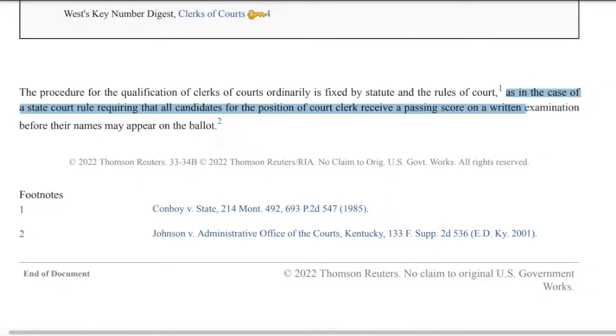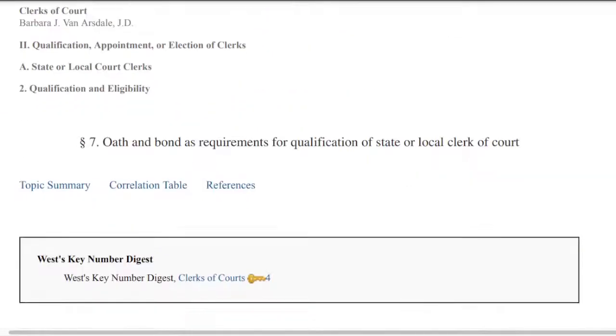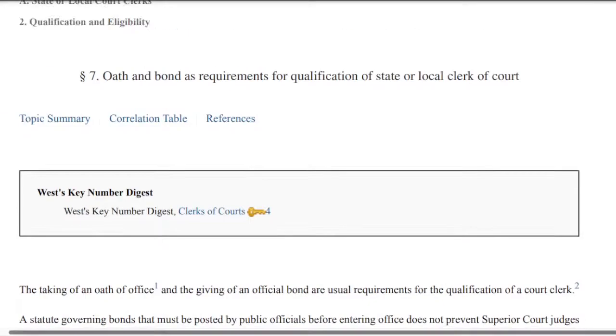And in the case of the state court ruling that all candidates for the position of a court clerk receive a passing score on a written examination before their names may appear on the ballot. Wow, that's in Kentucky in 2001. Passing score on a written examination. I wonder who wrote that written examination that the candidates had to pass. That sounds like almost unconstitutional. I guess they do them a little different in Kentucky. Well, that's interesting. 2001, so it's not even that old. But again, they've probably been doing it that way all along. They just finally got it encoded there.